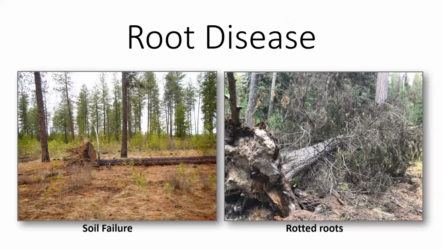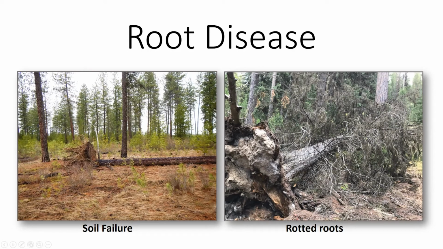They also have similar symptoms in that you're often going to see blowdown where the roots are rotten. So in the picture on the left here, you can see that the roots are still contained. All the fine roots after this tree blew over are evident. Whereas in the picture on the right, you can see the roots are not evident at all. They've been rotten and broken off when that tree fell.